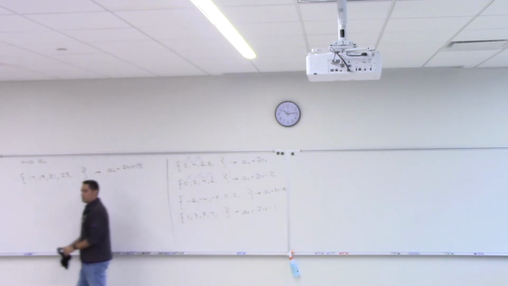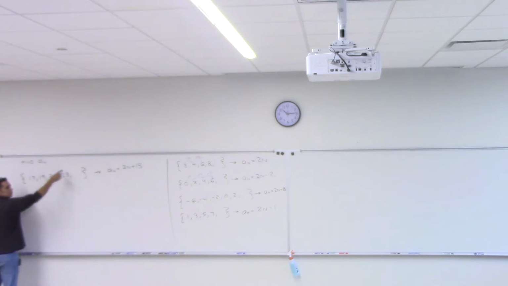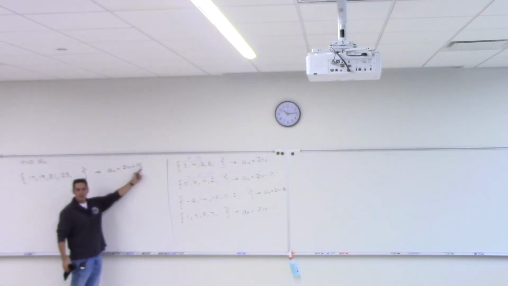Yeah, they jump by 2, right? Each one jumps by 2, 2, 2, 2, 2. But you need to make sure you start at 17. And so when you plug 1 in here, you're going to get 17 to start.